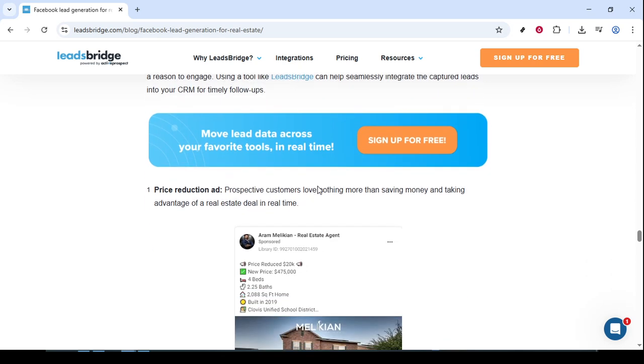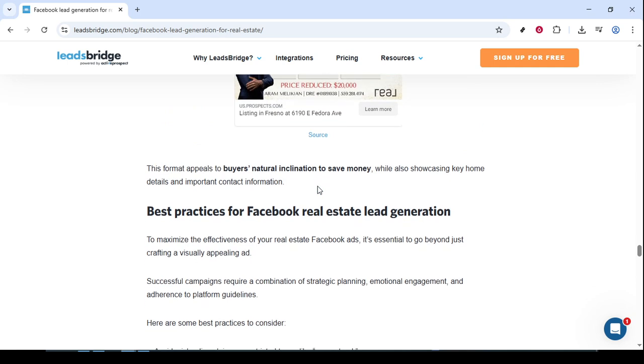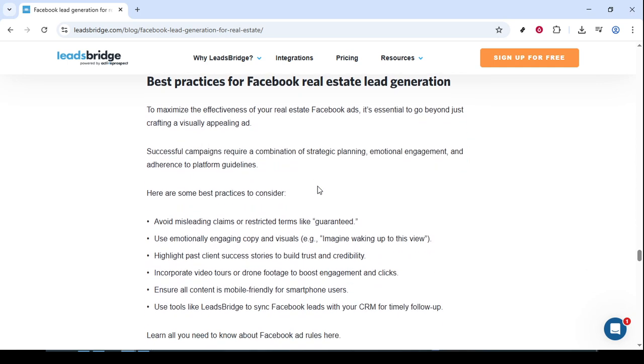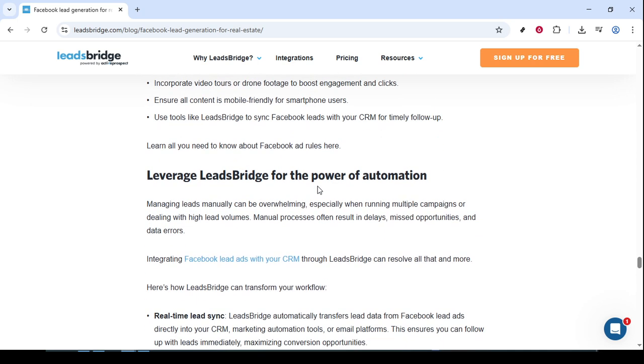Automation can be a game changer too. Leverage tools like LeadsBridge, which can integrate with your CRM system to automate the follow-up process. Automation not only saves time, but ensures that no lead falls through the cracks due to delayed responses.